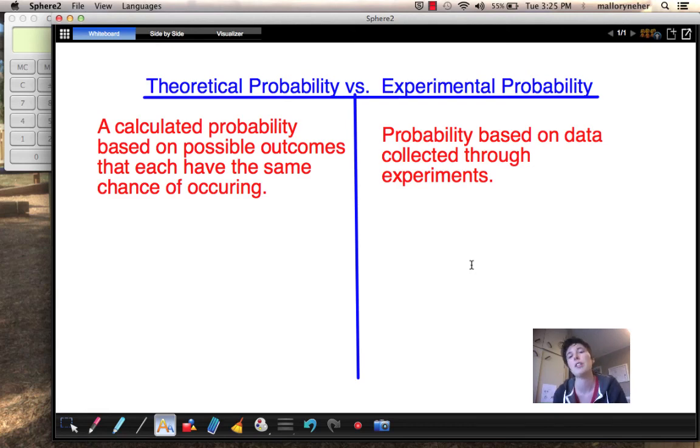That's experimental probability. Okay, so a lot of new words. I hope you wrote them all down, and like I said, we're going to be using them in class a lot. So I hope this video helps a little bit.